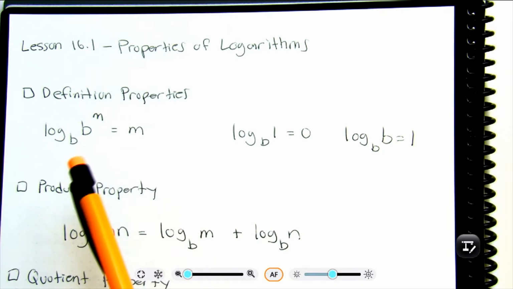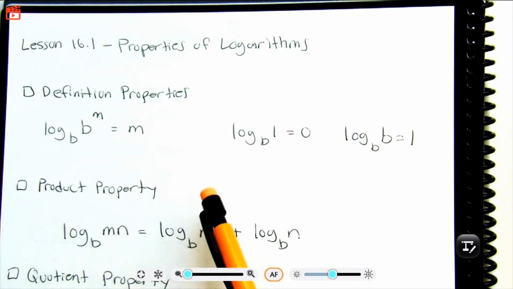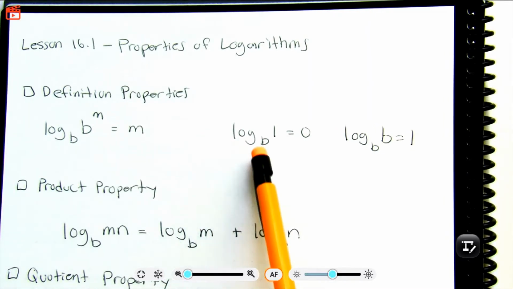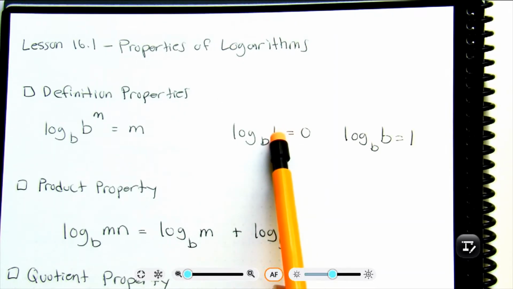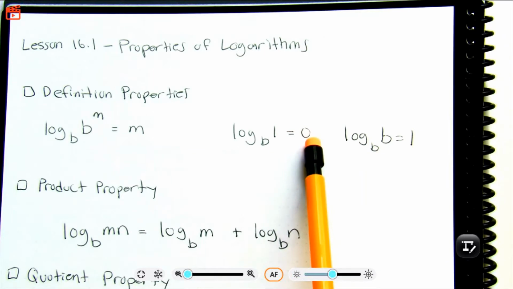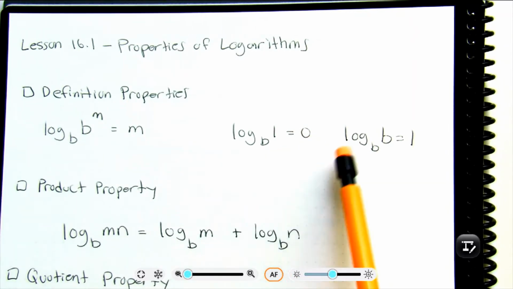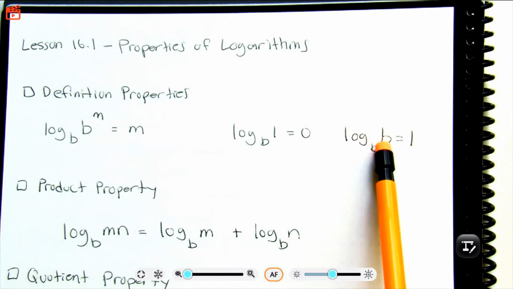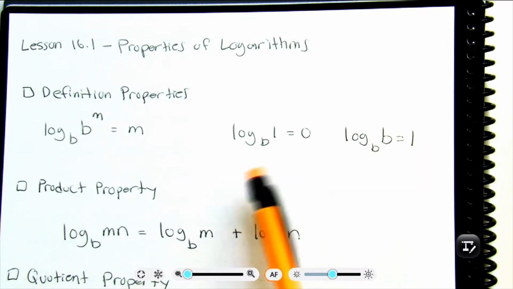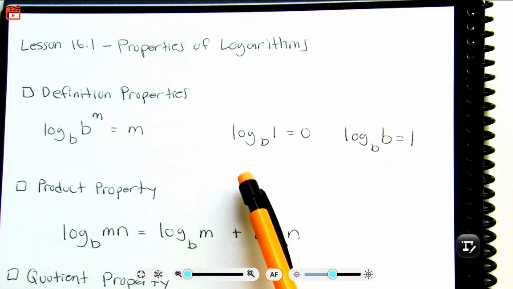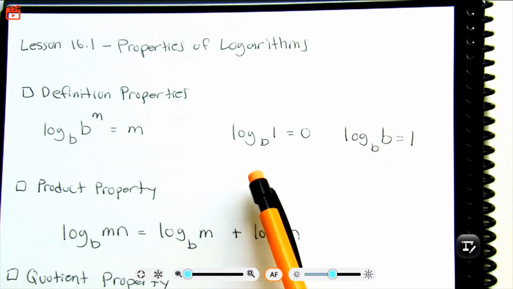Another definition property is if you have log base b of 1, then that is equal to 0. And the last one is if you have log base b of b, that is equal to 1. So we're going to just keep these in mind when we're working on some problems. They might appear, maybe they might not, but we need to look at these.